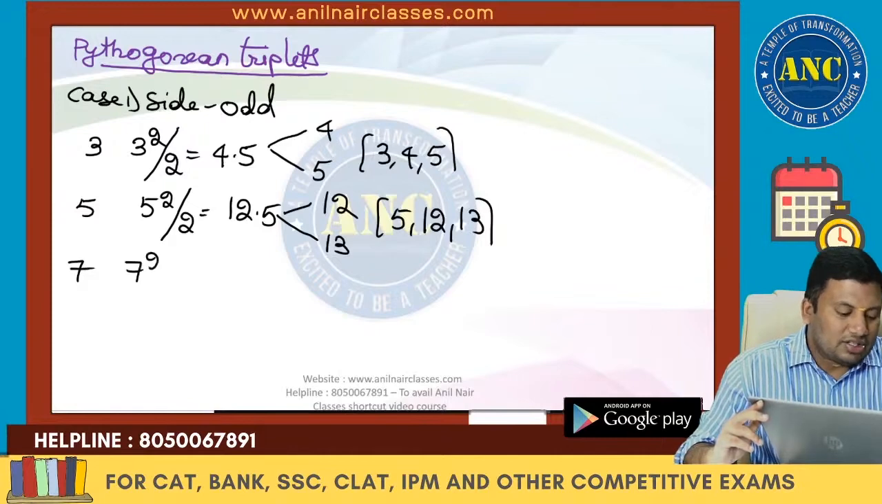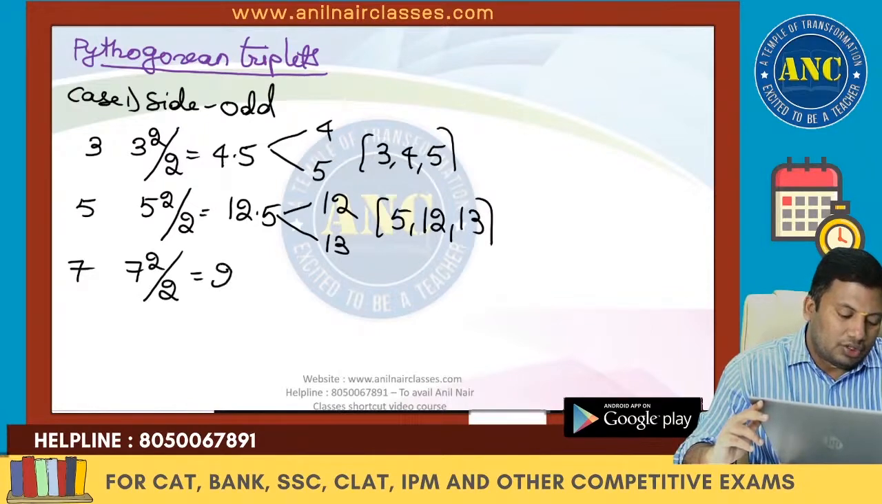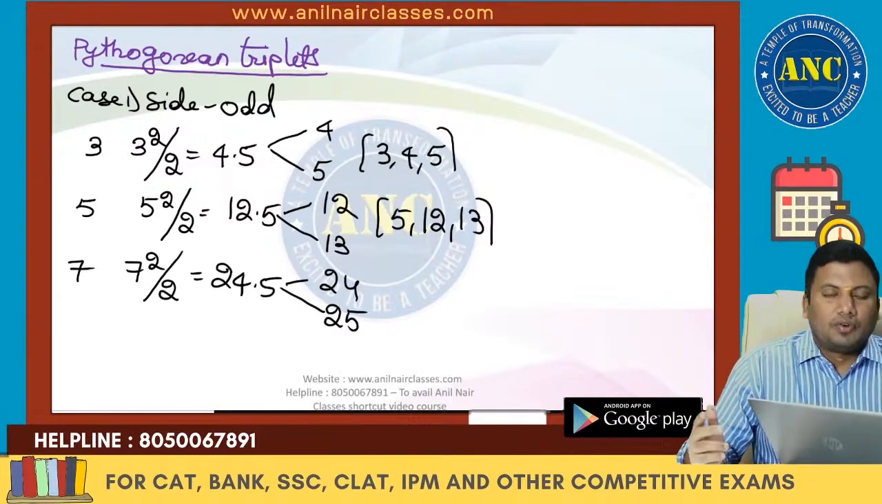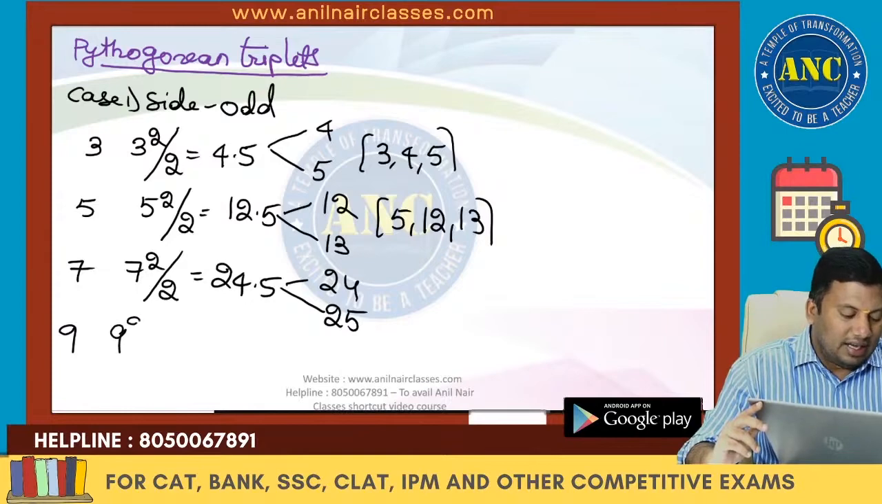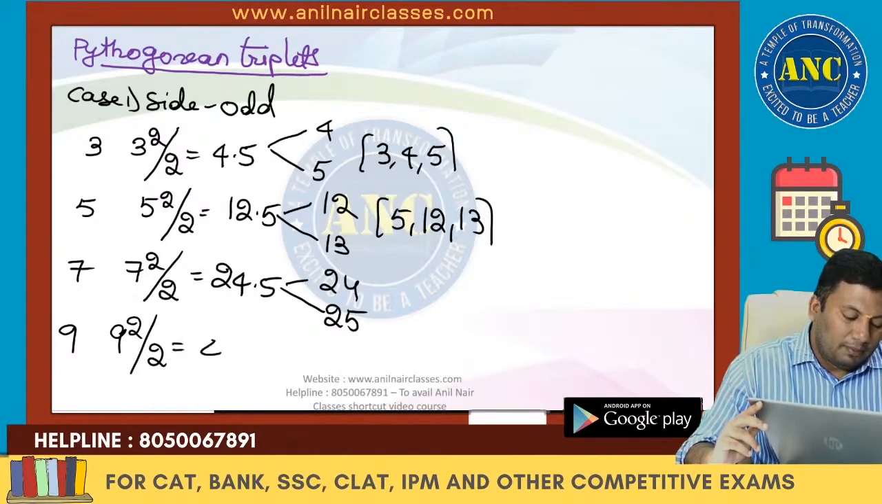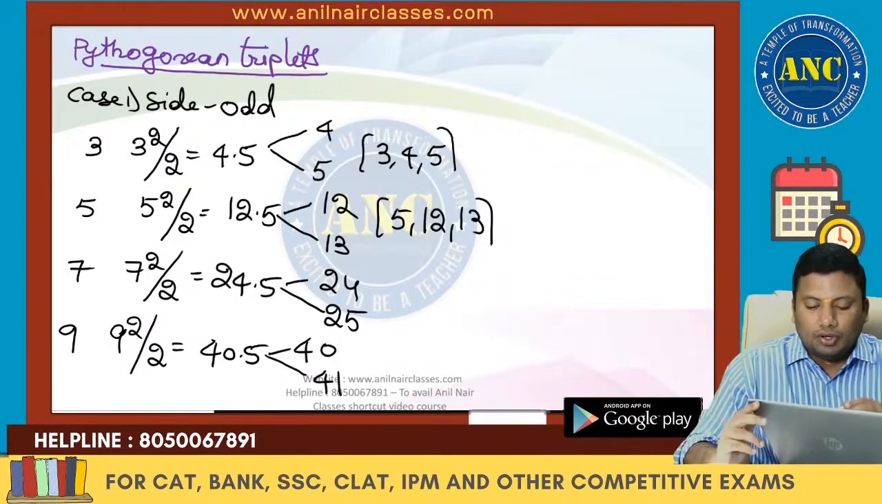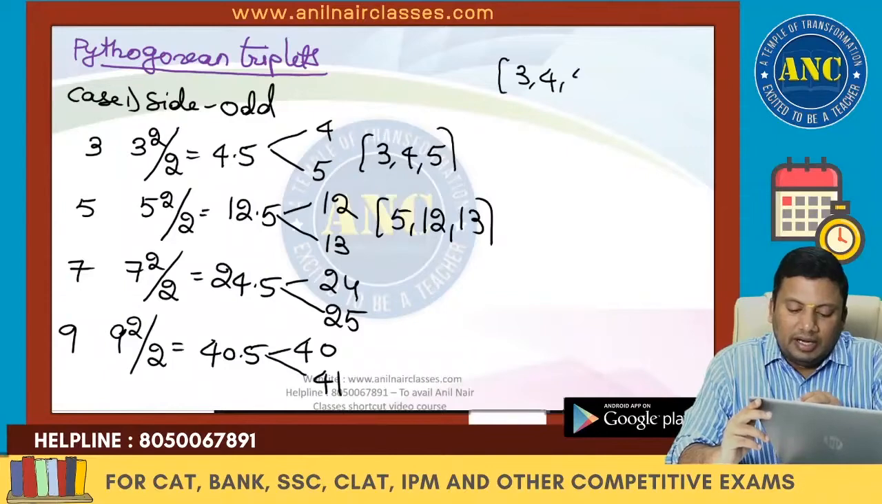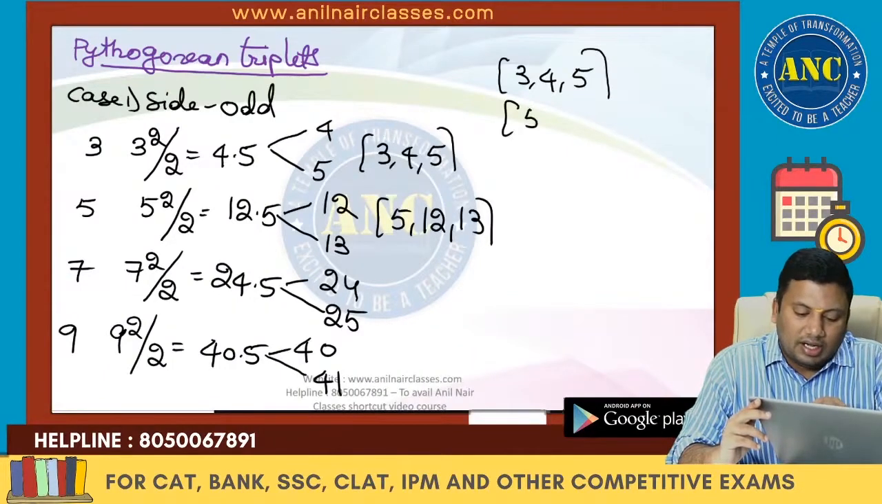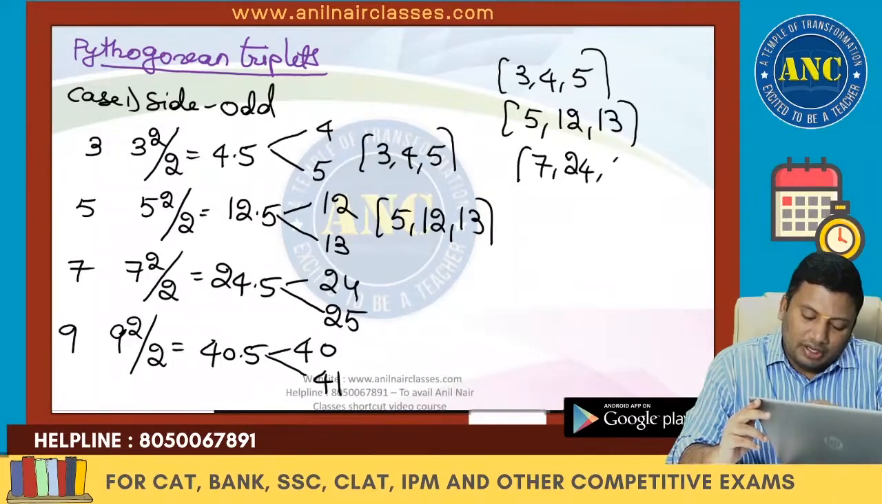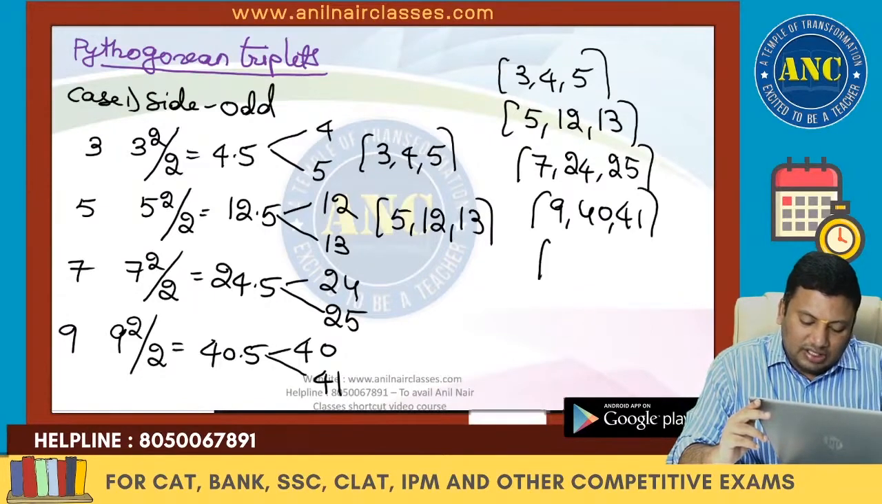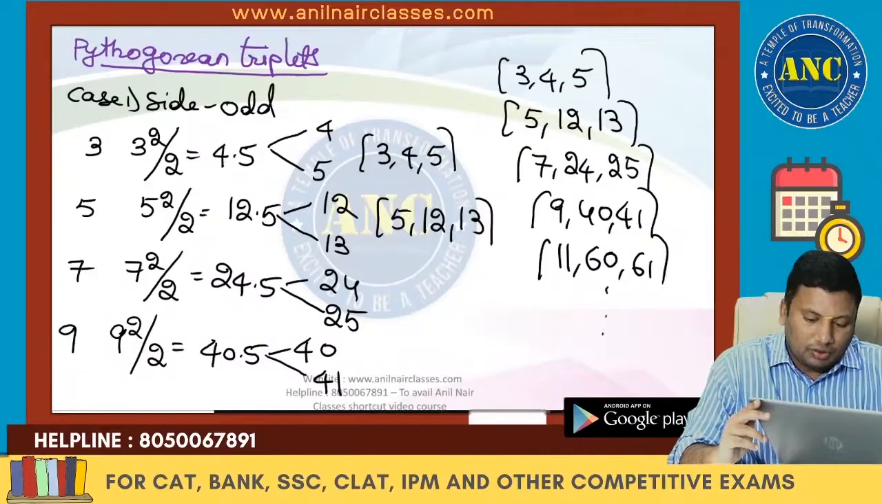If I take 7 square by 2, 49 by 2, that is 24.5. Subtract 0.5 and add 0.5, giving 24 and 25. If it is 9 square by 2, 81 by 2, that is 40.5. Subtract 0.5 and add 0.5. So all the Pythagorean triplets can be determined if the lowest side is an odd number. Another condensed version of finding the Pythagorean triplets: 7, 24, 25. 9, 40, 41. 11, 60, 61. And so on, and so on. I hope it is clear.